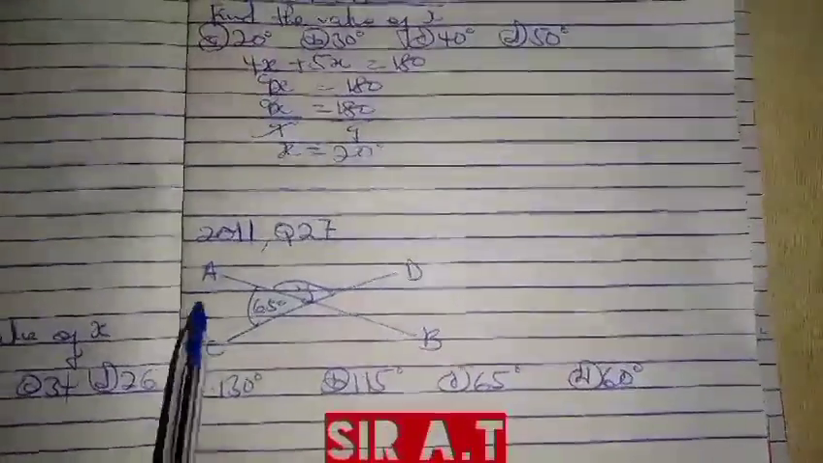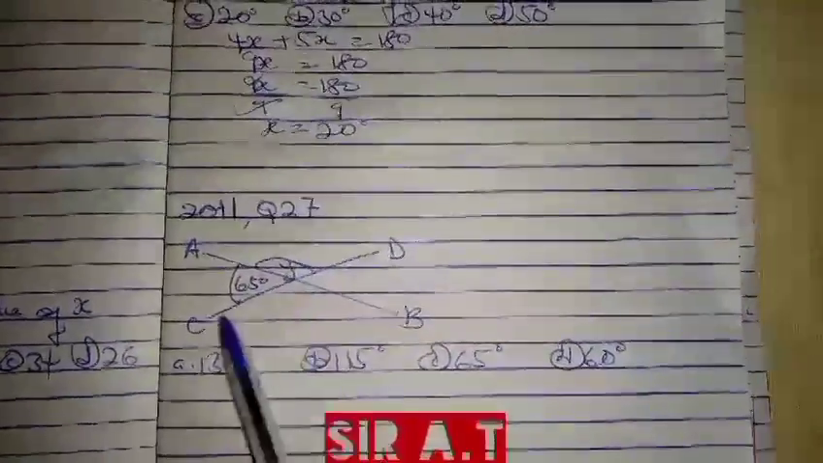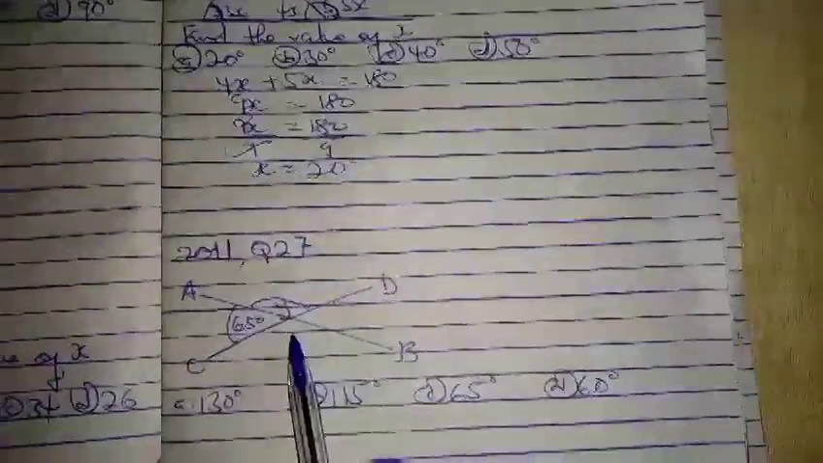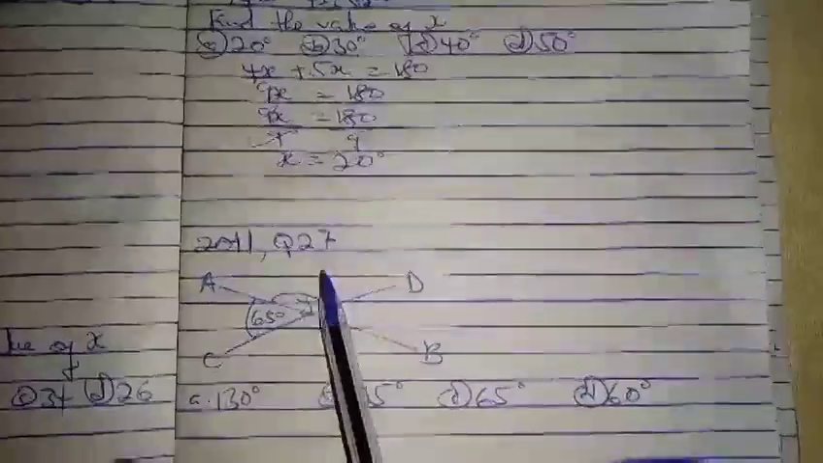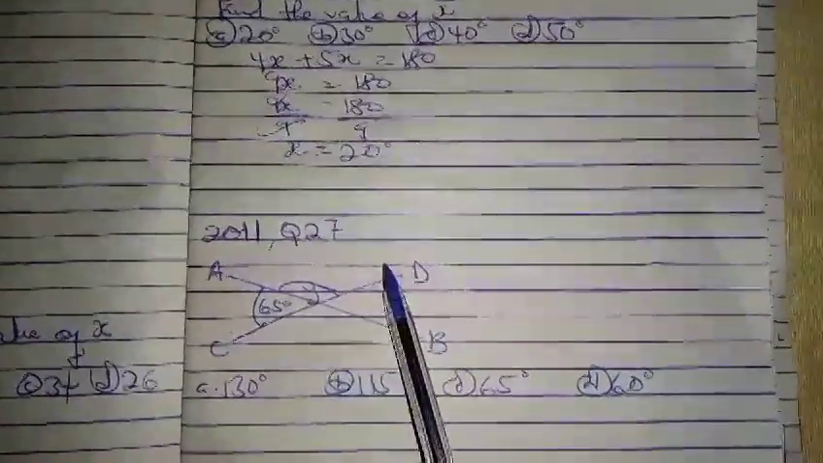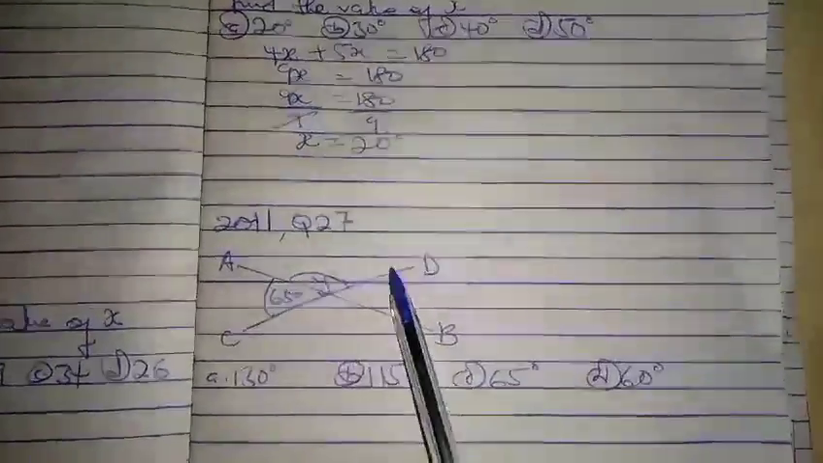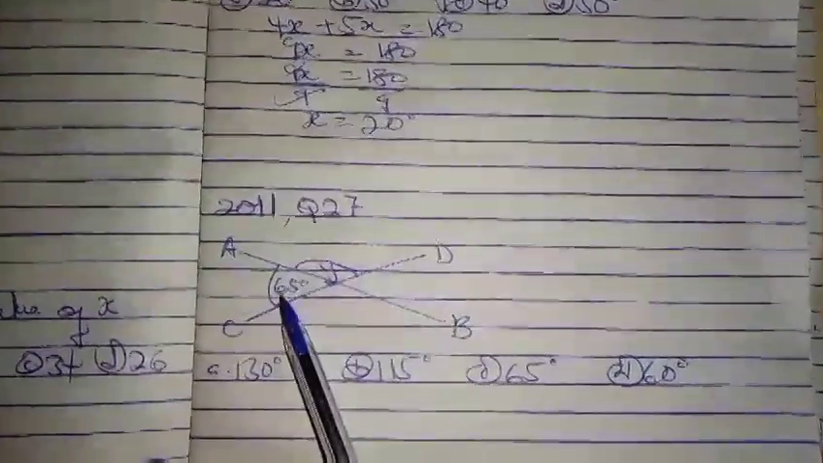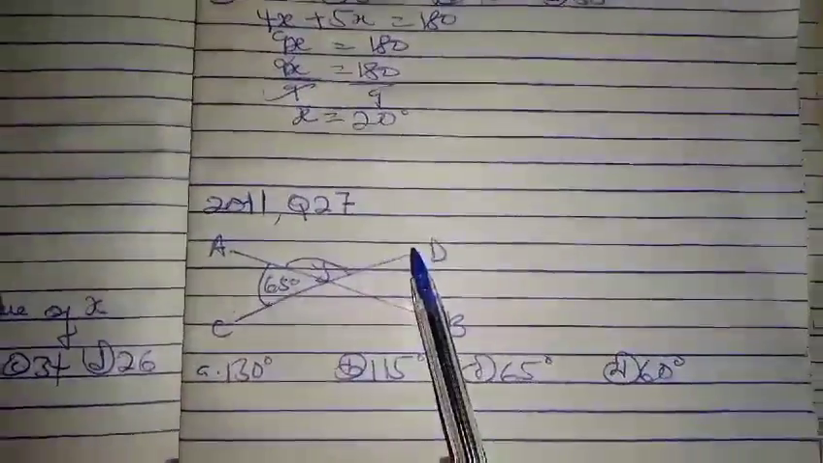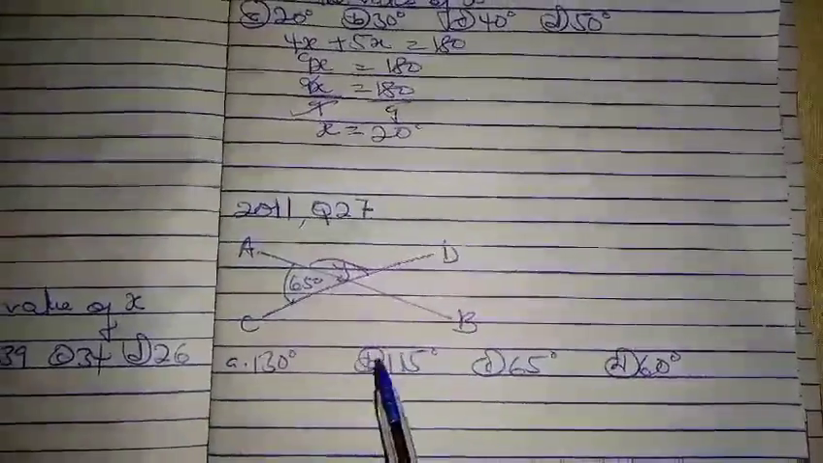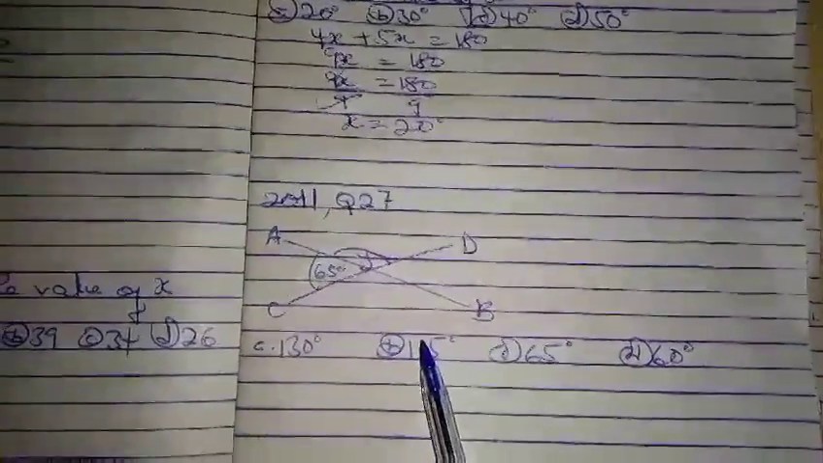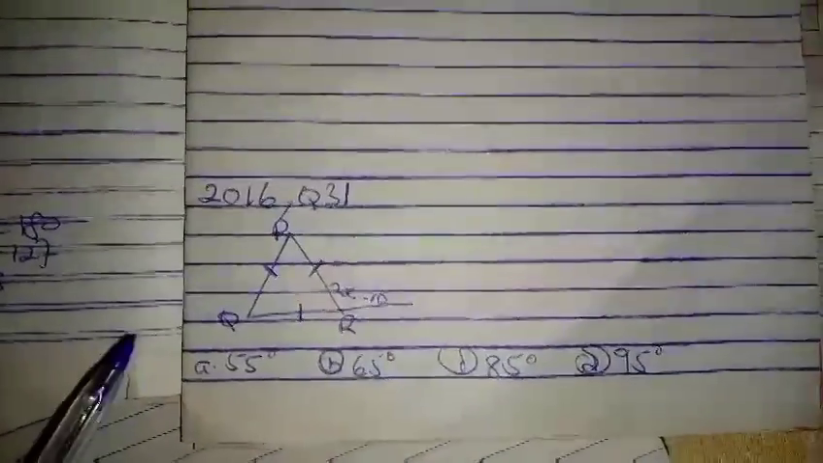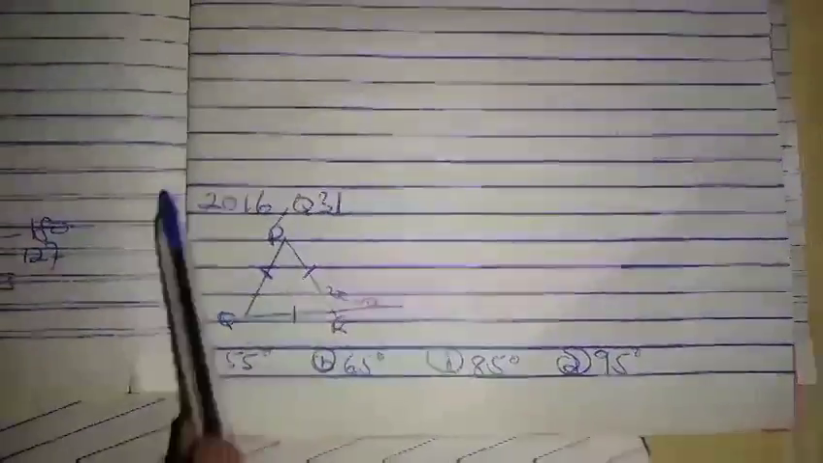Now when we move to 2011, the same question. This is angle on a straight line. So CD, angle on a straight line. So 65 plus y is equal to 180. So y is equal to 180 minus 65, and then your answer becomes 115. So let us come to 2016, question 31.